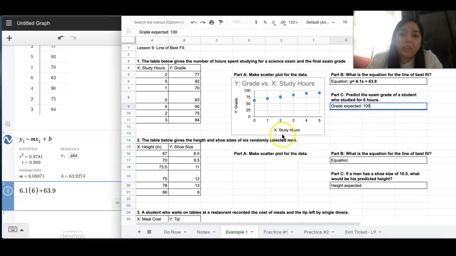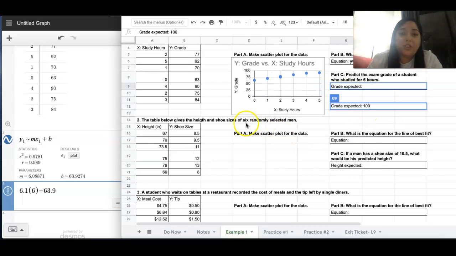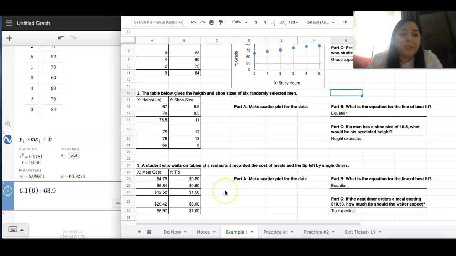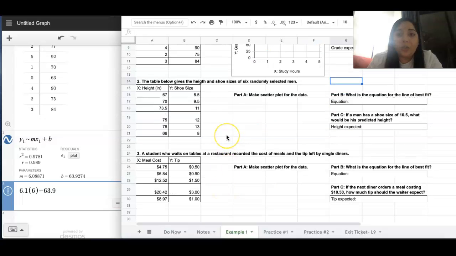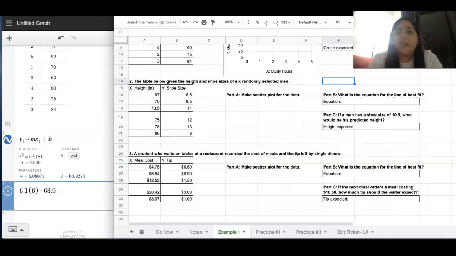So what I want to do is give you time to do questions 2 and 3. I want you to try doing those on your own, and then we're going to go into practice number 1. So do number 2 and number 3. I'll give you 5 minutes.